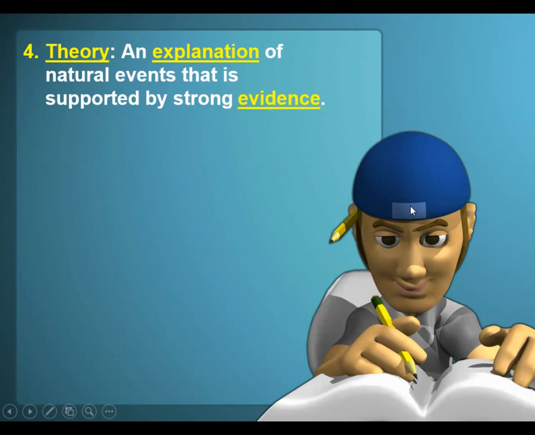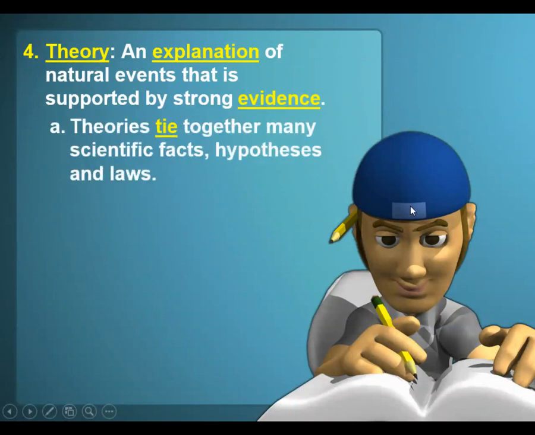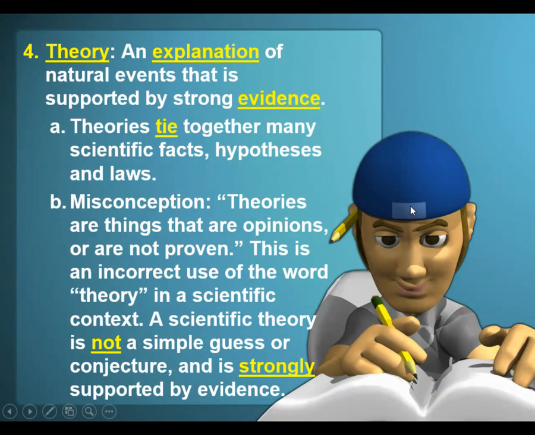A theory is an explanation of natural events that is supported by strong evidence. So a theory in science is a very certain thing. The way we use the word theory in everyday language is a lot less certain. It's more just like your opinion or an idea. Theories will tie together many scientific facts, hypotheses, and laws, like the theory of evolution. There's some misconceptions, though. Theories are things that are opinions or are not proven. So this is an incorrect use of the word theory in a scientific context. A scientific theory is not just a simple guess or conjecture, and it's strongly supported by evidence.